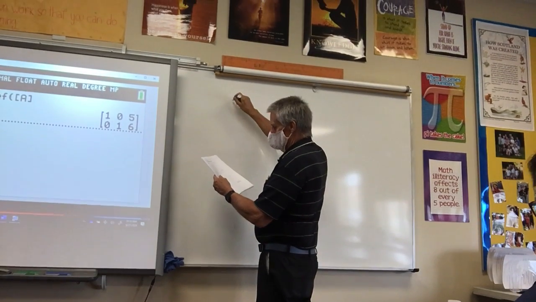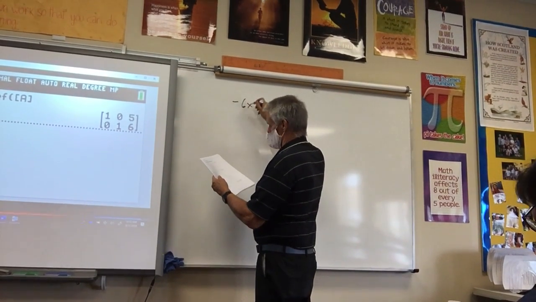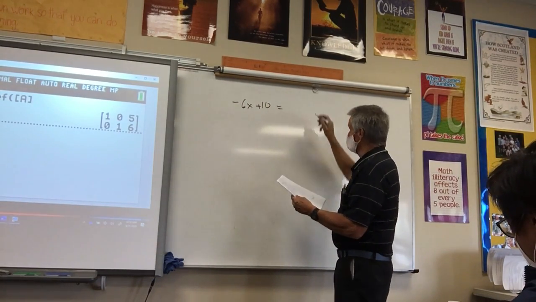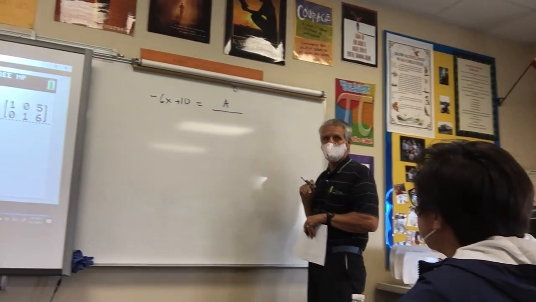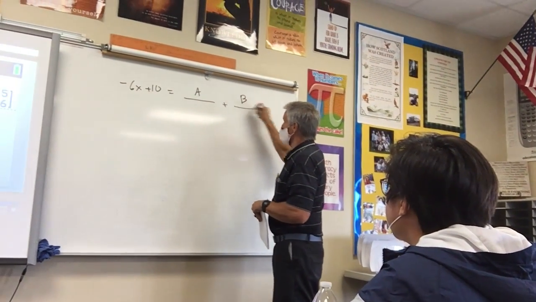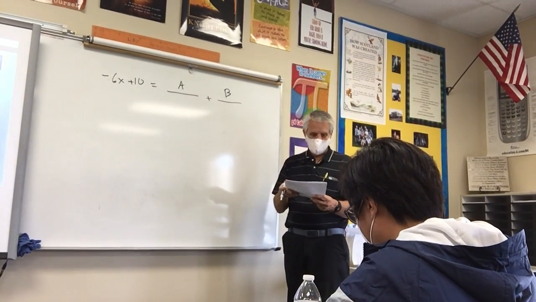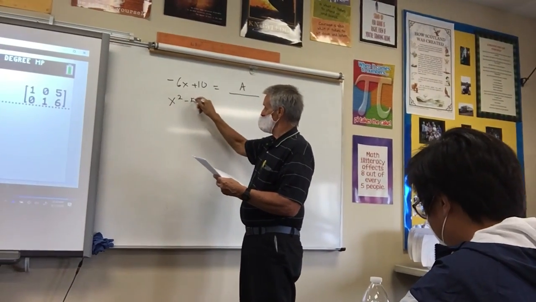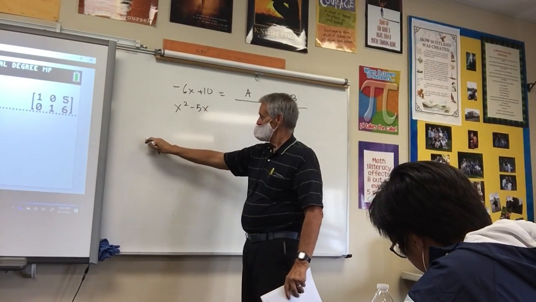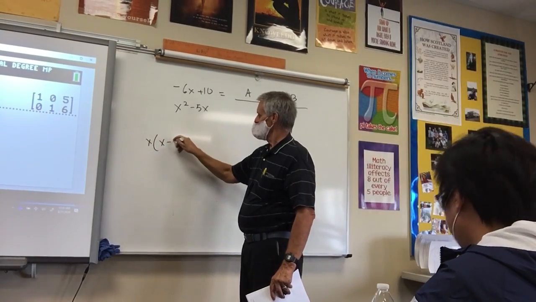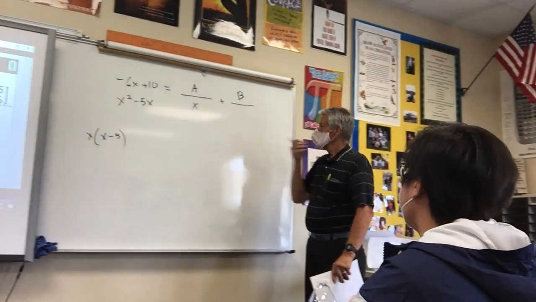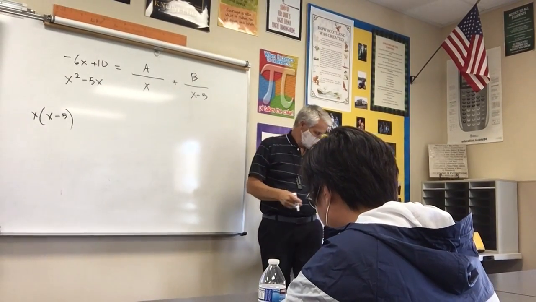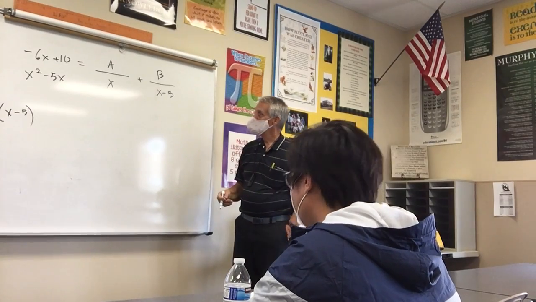We'll show you what happens the next time. So I'm going -6x plus 10 equals a over one of the roots plus b over the other root. It's a second degree polynomial. So what will multiply to give me x squared minus 5x? What will this factor out? x and x minus 5. So here's going to go x, and here's going to go x minus 5. Does it really matter which order I put those in? No.